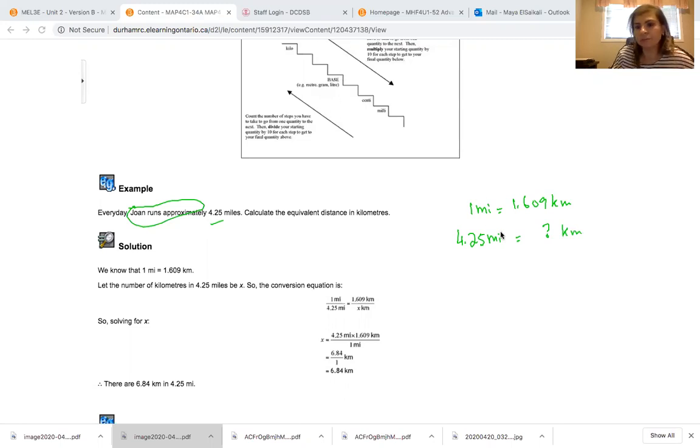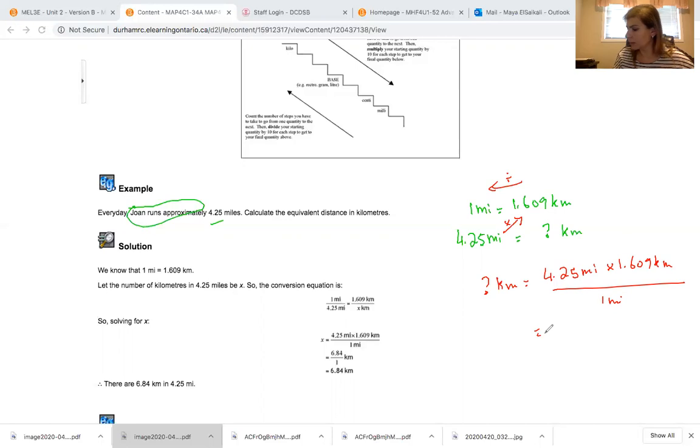So what can we do? Same thing, cross multiply the two numbers that we have and divide by the third number. So that's going to be 4.25 miles multiplied by 1.609 kilometers divided by 1 mile, and that's going to be 6.84 kilometers, about 6.83 or 84 kilometers.